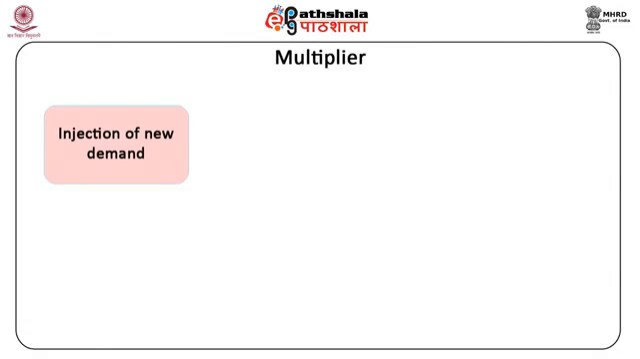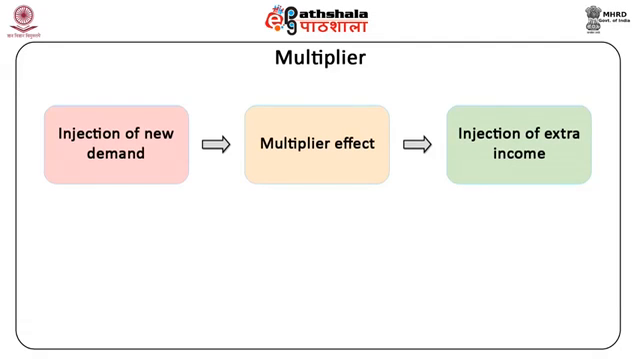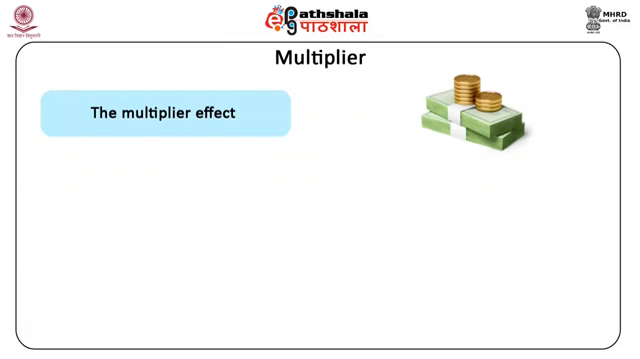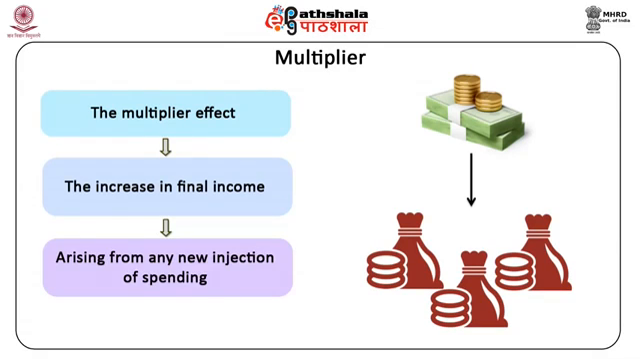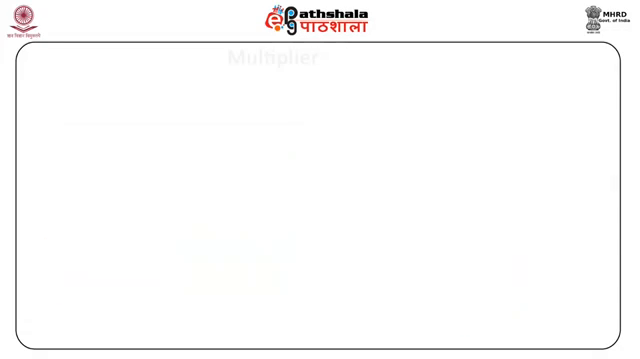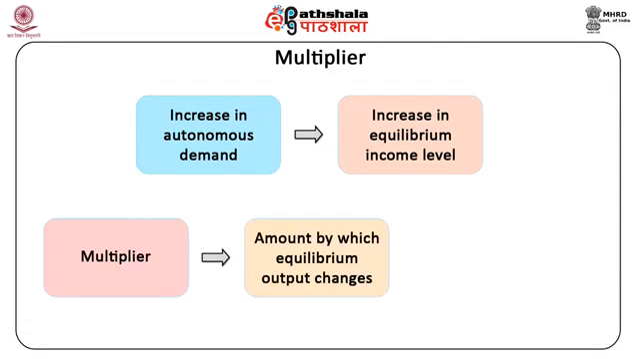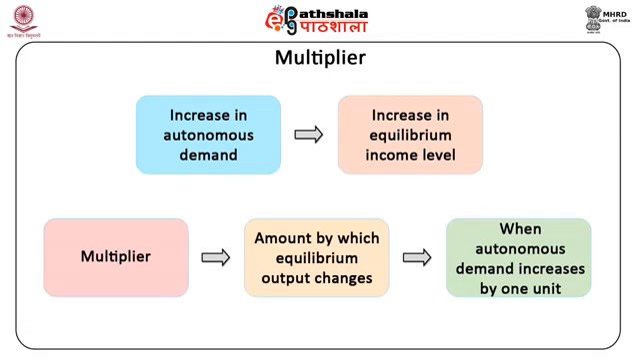Every time there is an injection of new demand into the circular flow, there is likely to be a multiplier effect. This is because an injection of extra income leads to more spending, which creates more income, and so on. The multiplier effect refers to the increase in final income arising from any new injection of spending. An increase in autonomous demand results in an increase in equilibrium income level. The magnitude of the increase in income is given by the multiplier. The multiplier is a number free of units. It is defined as the amount by which equilibrium output changes when autonomous demand increases by 1 unit.